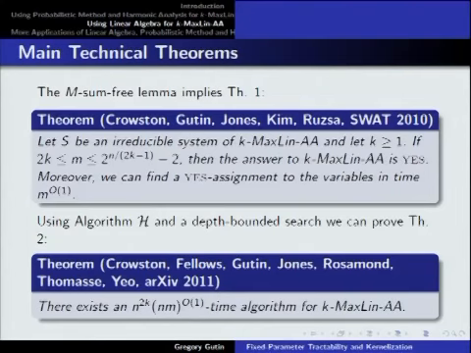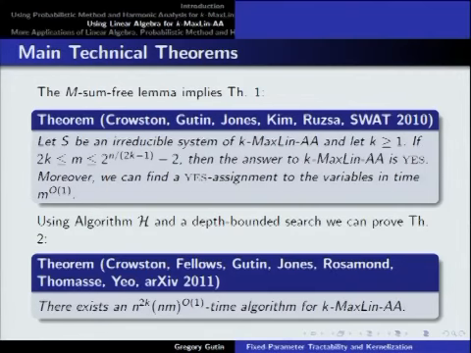And therefore, what we get is that if S is an irreducible system, and if M is more or equal than 2k and less or equal than 2 to the power of n divided by 2k minus 1 minus 2, then the answer to our problem is yes. And moreover, we can find this yes assignment to the variables in polynomial time.